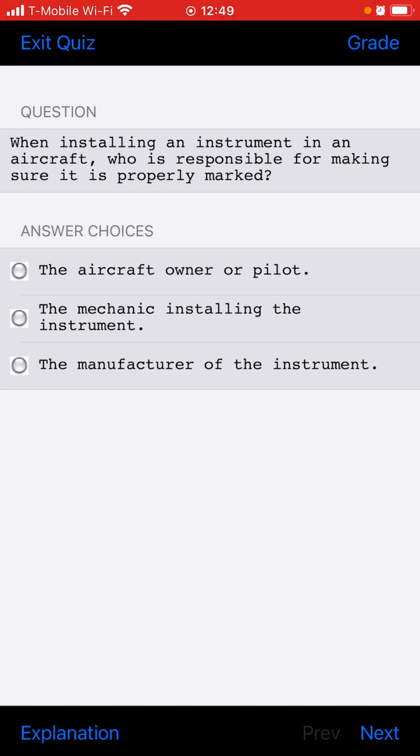What would cause the bypass valve in the hydraulic filter to open and allow unfiltered fluid to circulate in the system? A clogged filter element.